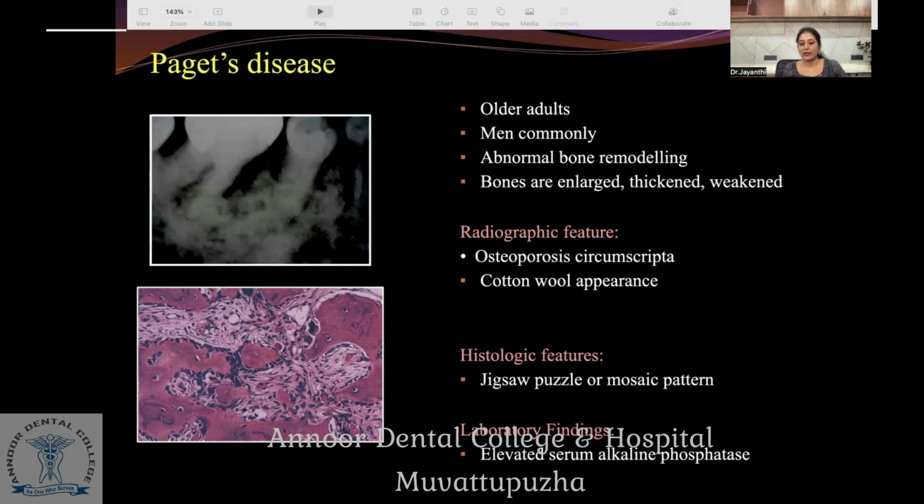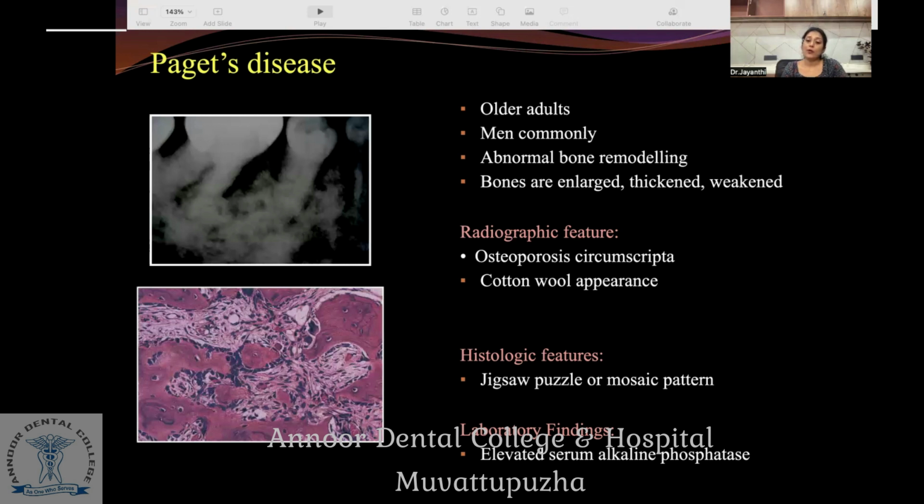So why is it called mosaic? You all have seen a mosaic floor, right? You have some patches that are black, some areas that are white, correct? Which means it is not uniform, but it is showing some variation. That's what is called mosaic pattern. The same way, if you take Paget's disease affected bone and look under the microscope, you will see some areas of resorption and some areas of abnormal deposition. And that is why the bone is referred to as having a mosaic pattern here.